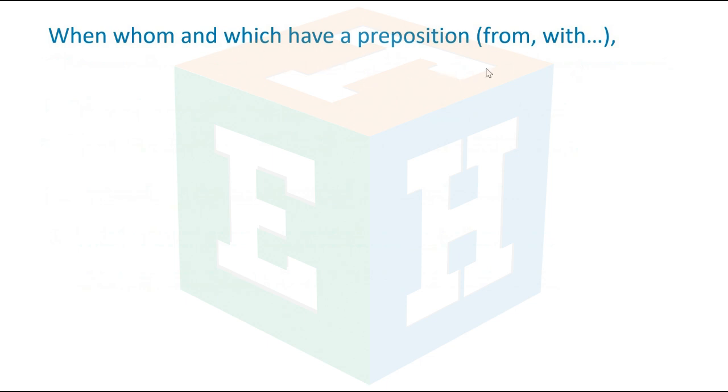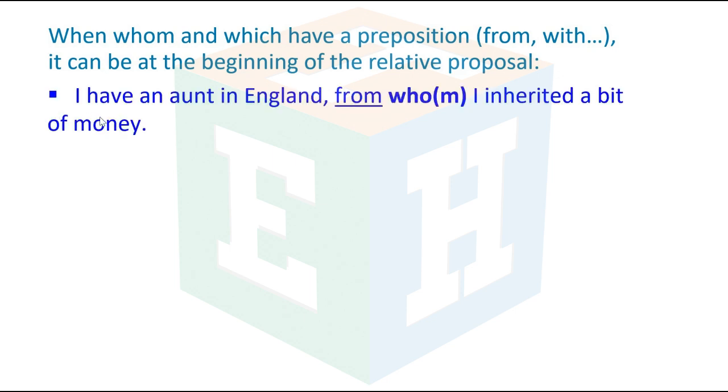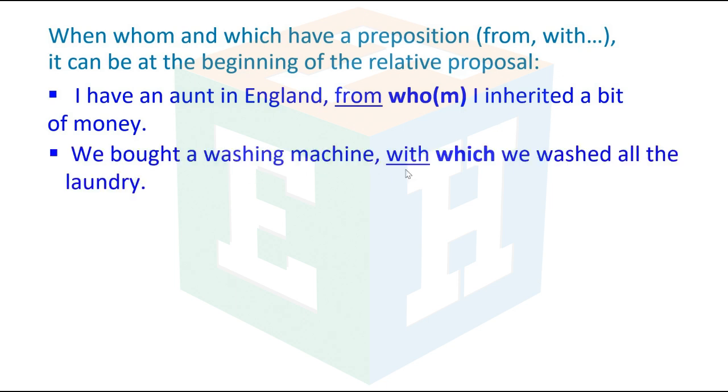When whom and which have a preposition, like from or with, it can be at the beginning of the relative clause. I have an aunt in England, from whom I inherited a bit of money. We bought a washing machine with which we washed all the laundry.